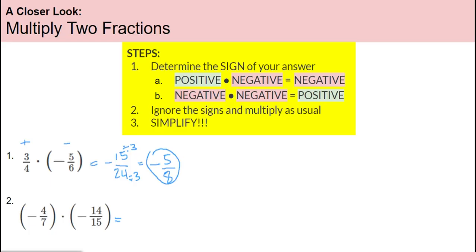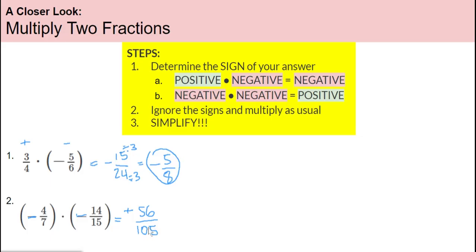What do you think? All right, if you said positive, you are correct. So my answer is going to be positive because two negatives, negative, negative, make a positive. Negative times negative equals positive. So let's multiply them. 4 times 14. 4 times 14 is 56. And then 7 times 15 is 105.